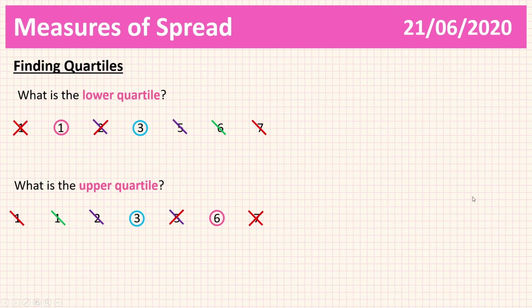Okay, so we can find the quartiles for data sets which look like this, where we have 1, 2, 3, 4, 5, 6, 7 sets of data. But what about this one? What's the same? What's different? Pause the video. What do you think?